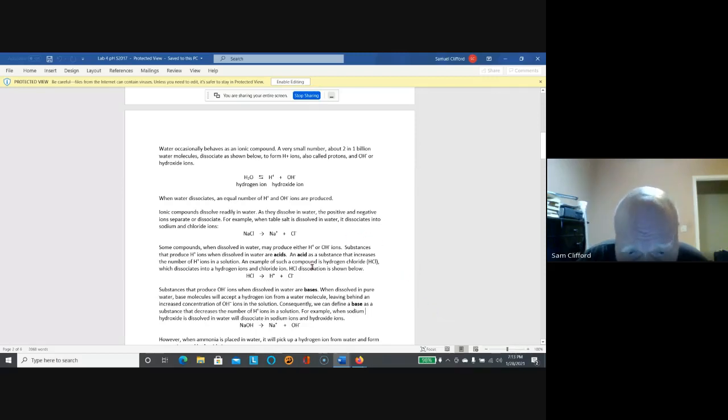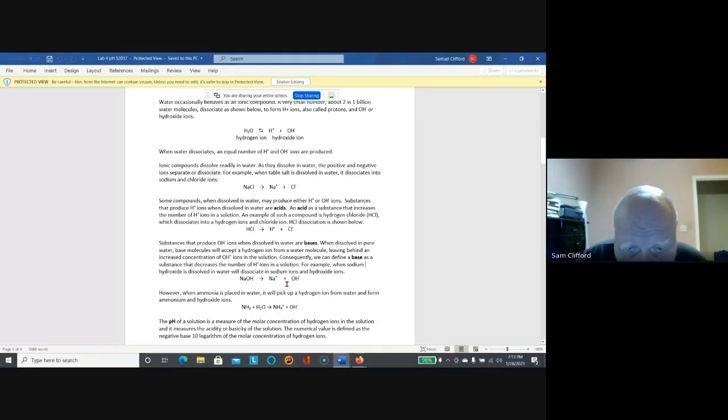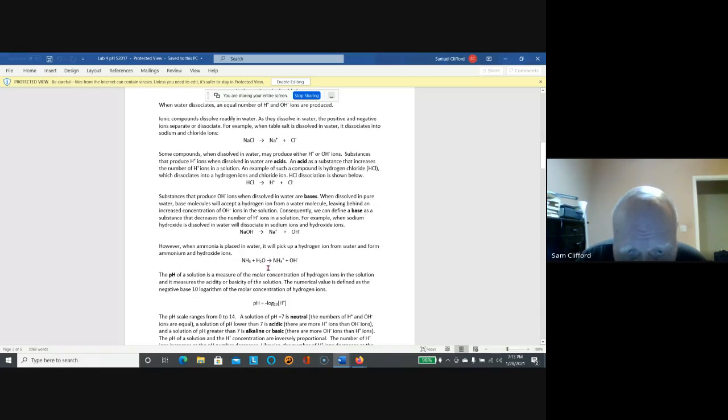Okay, so hydrochloric acid is a strong acid. Acids are defined by they break up in water to form H plus, and it's called a conjugate base. Sodium hydroxide is a strong base. Bases dissolve to form hydroxide. When ammonia is put in water, it picks up a hydrogen and becomes NH4, but it's a base because it produces hydroxide in solution.